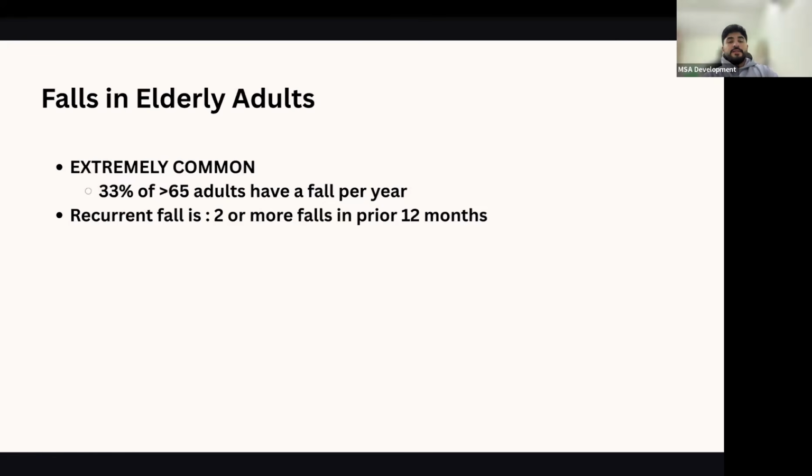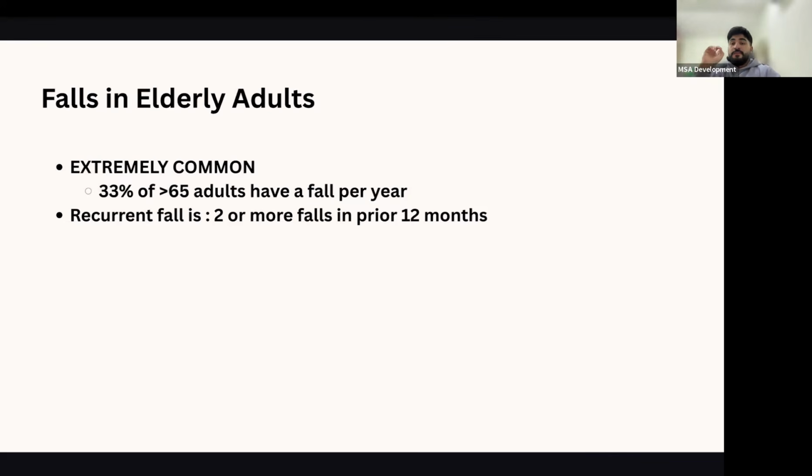Falls. Elderly adults, usually people who are at the age of 65 and above, are going to present to you with a fall. Tamam? 33% of them, extremely common. Tamam? And when they fall, they could have fractures. Okay, they can, for example, have their hip fractured. They can have a femur fracture. They can have fractures in their upper limb as well. So it's a very, very common scenario seen in geriatric medicine.